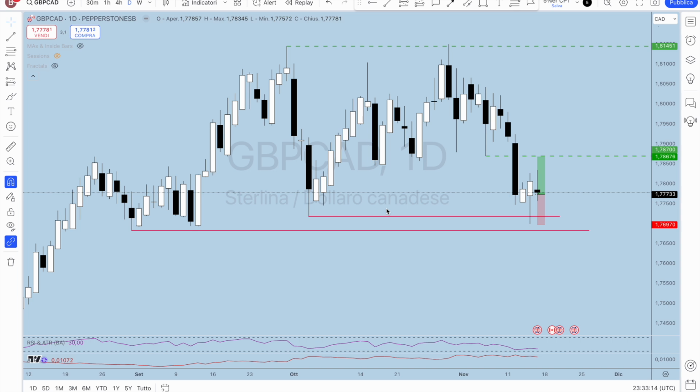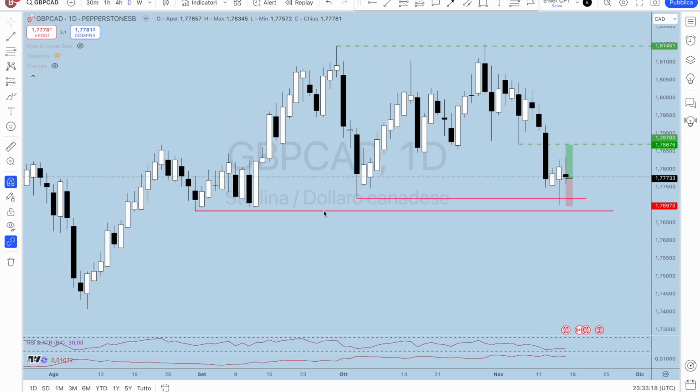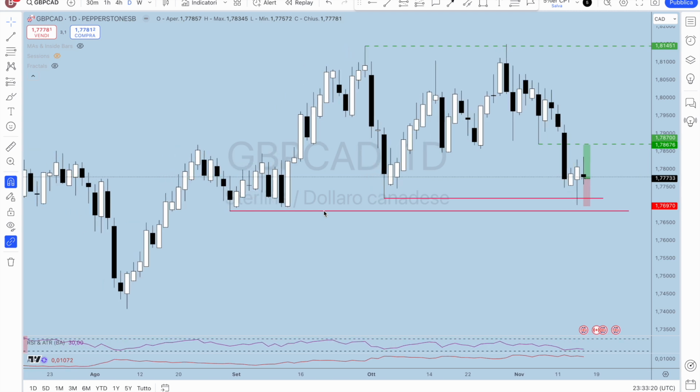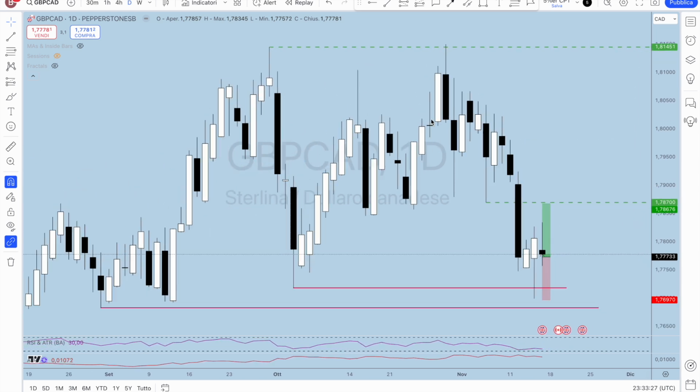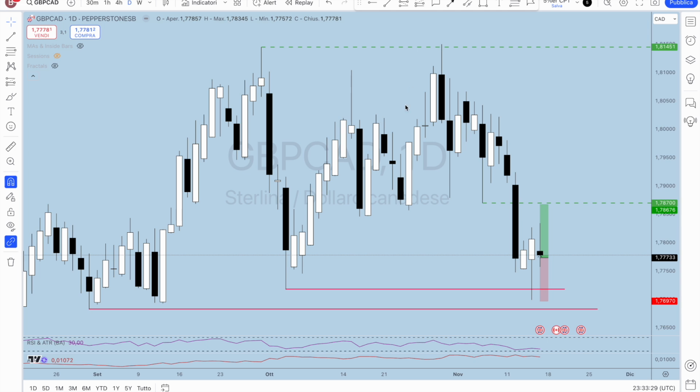The first pair I'll analyze today is GBP Canadian dollar. Starting from the daily chart, we can see the price has been consolidating for quite a while. Most recently, price faked out this level and started pushing down towards 1.77.